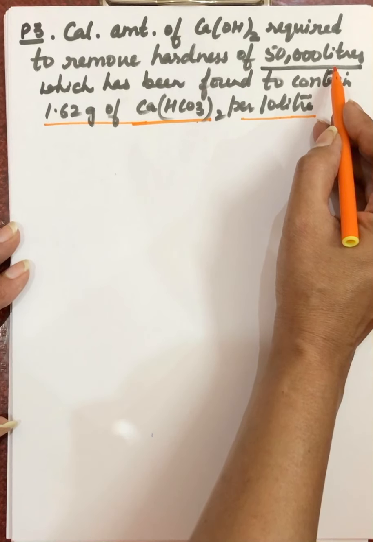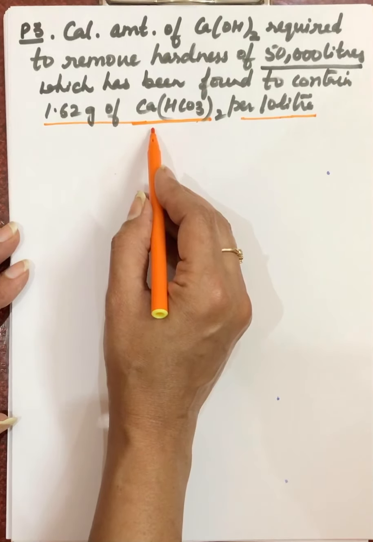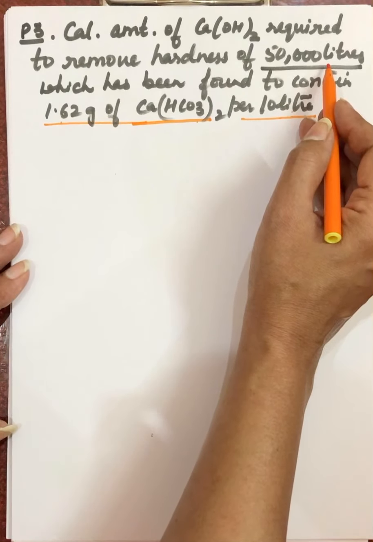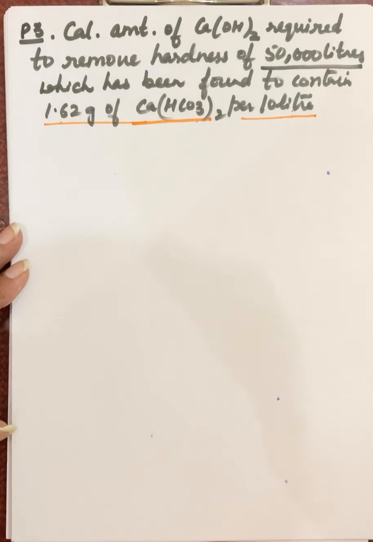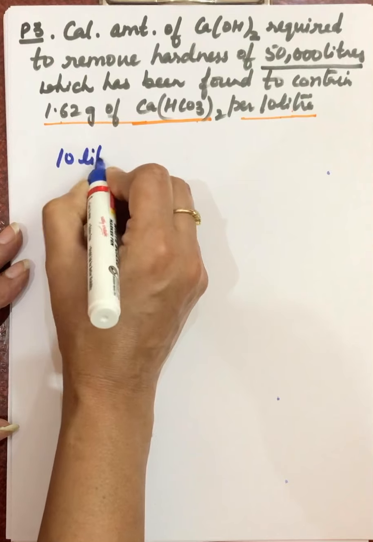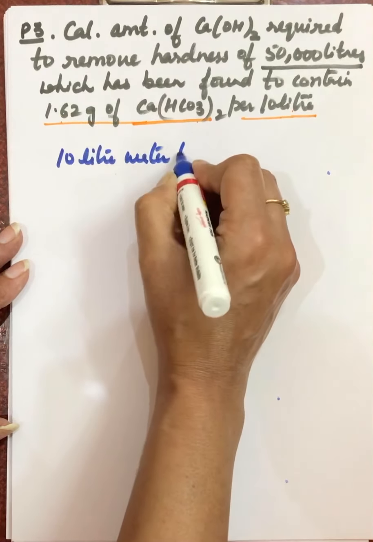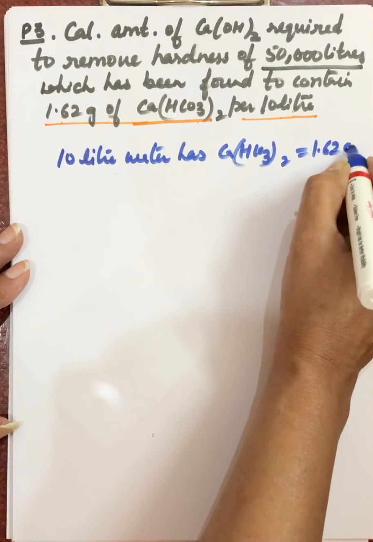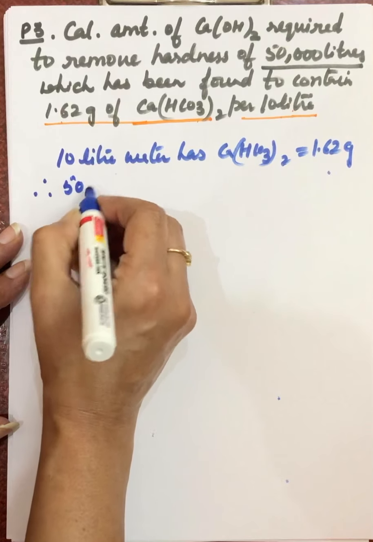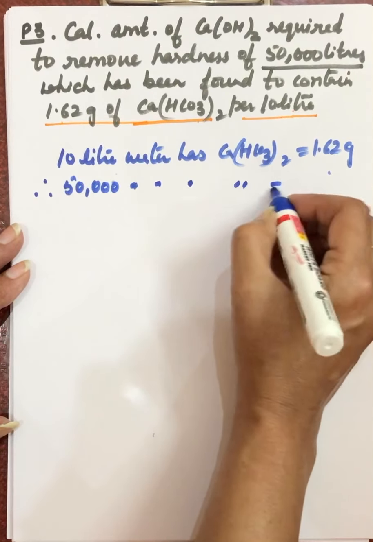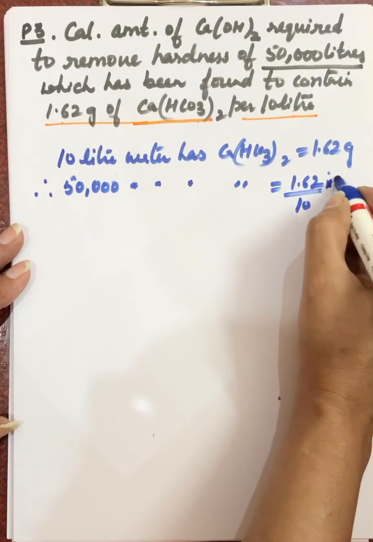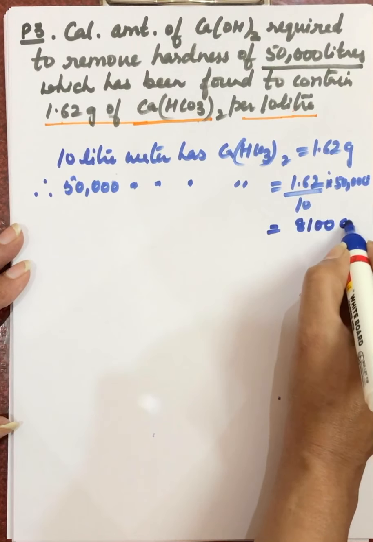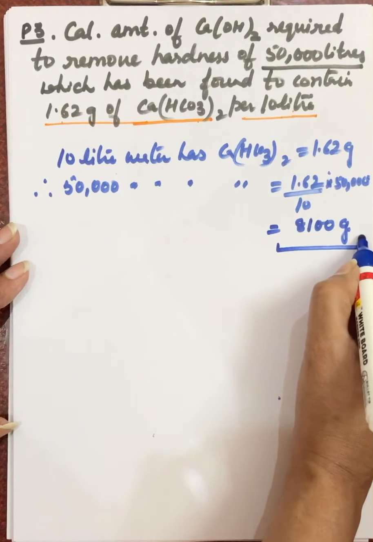So first we find out in 50,000 liter how much calcium bicarbonate is there. 10 liter water has calcium bicarbonate equal to 1.62 gram. Therefore, 50,000 liter will have how much of this? Into 50,000, after solving, we will get 8,100 gram. This much calcium bicarbonate we have to remove.